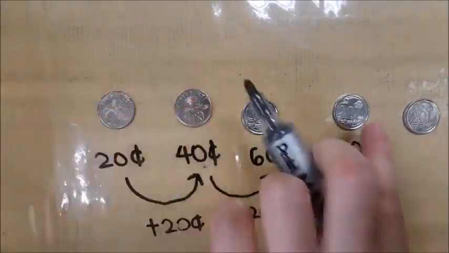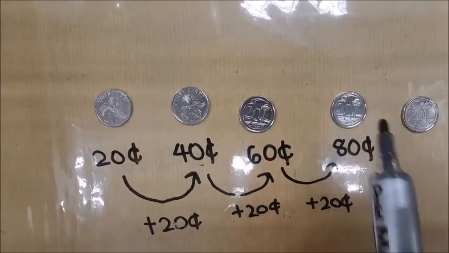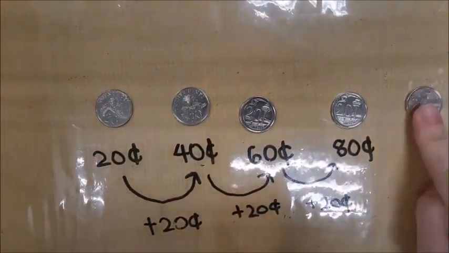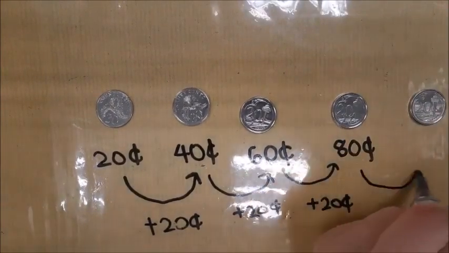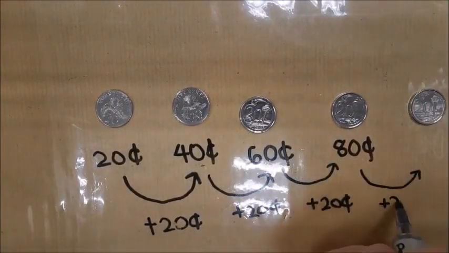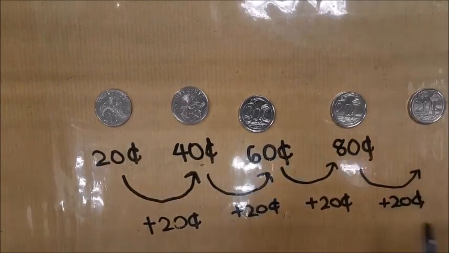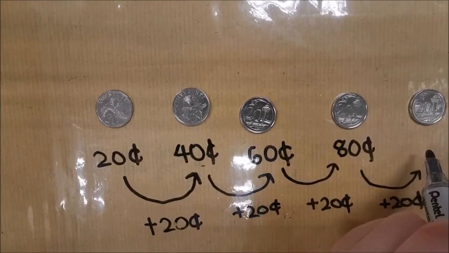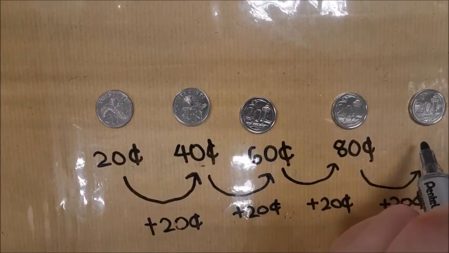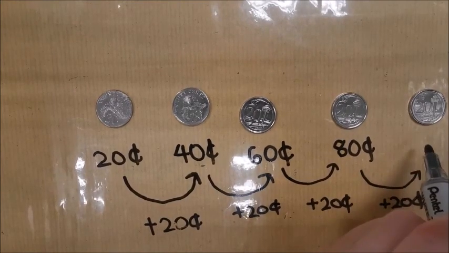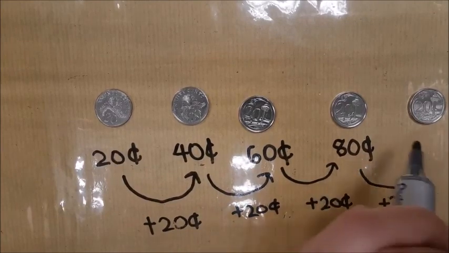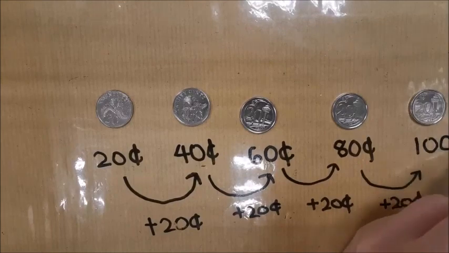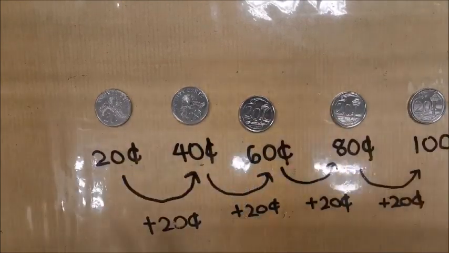So now these coins are 80 cents, but we haven't added the last coin yet. Let's do it. 80 cents plus 20 cents. 80 plus 20 makes, I'm going to pause and give you some time to think. 80 plus 20 makes 100 cents.